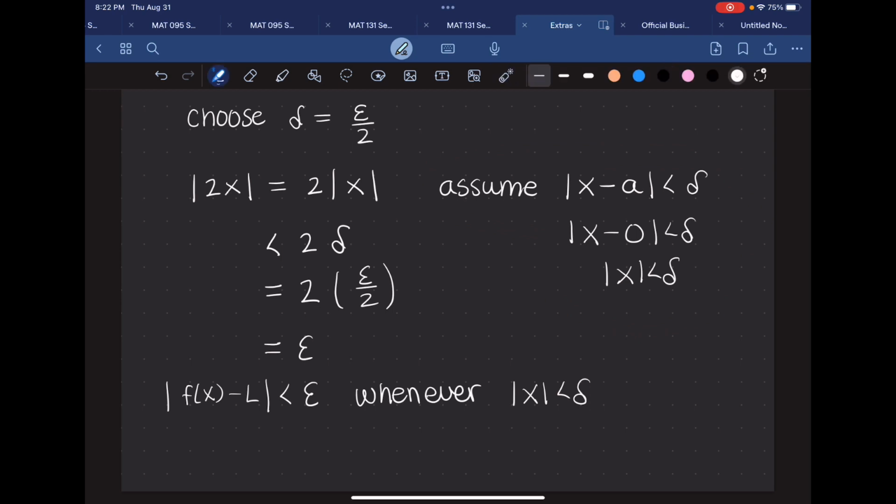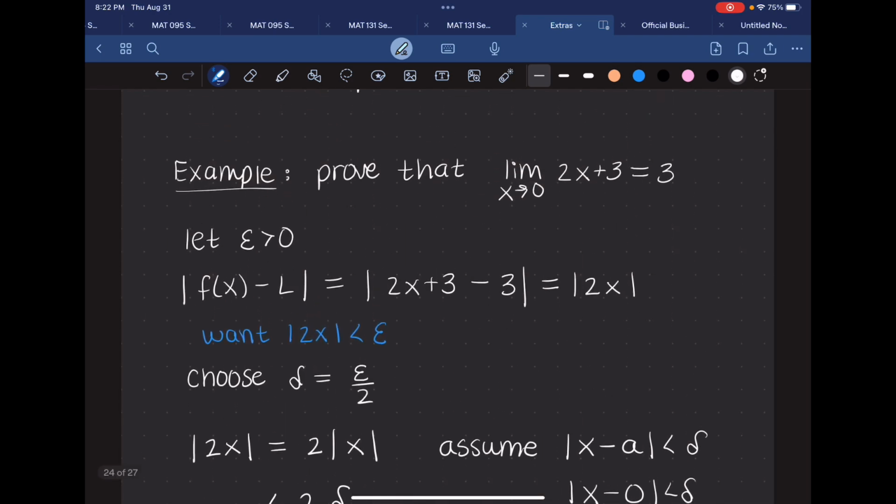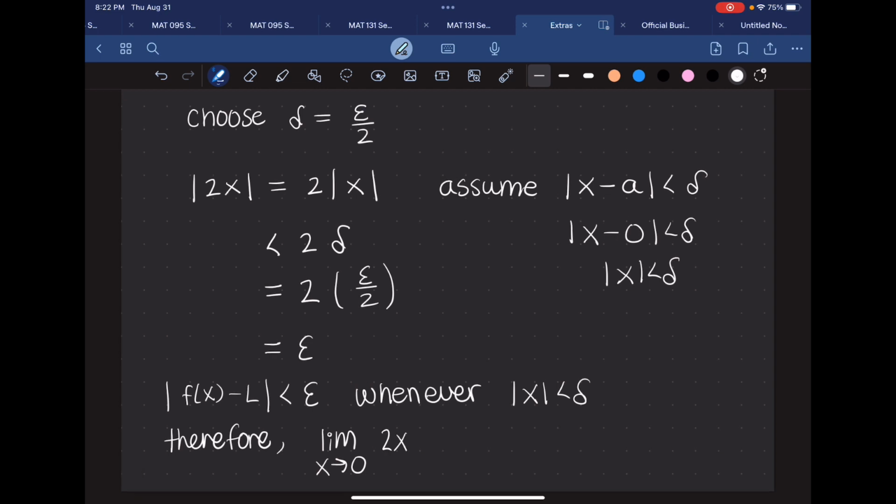So we say, therefore, the limit as x goes to 0 of f of x, which was our 2x plus 3, is equal to 3. And here, I can fill in this f of x: we've got 2x plus 3 minus 3. And that's our proof.